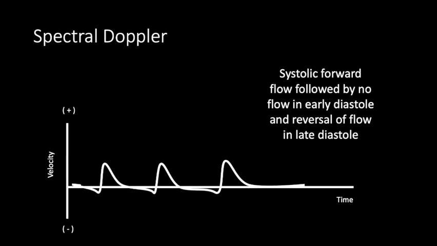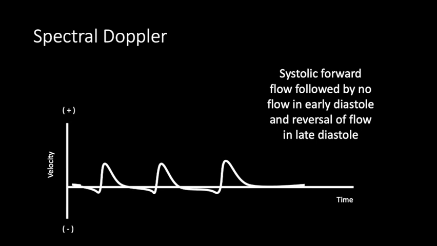And lastly, let's look at this example. Again, we see the systolic peaks, but you'll also notice that right before each systolic peak, at the very end of diastole, there's a plotting of negative velocity. This is a common pattern we see that we could describe as systolic forward flow, followed by no flow in early diastole and reversal of flow in late diastole.